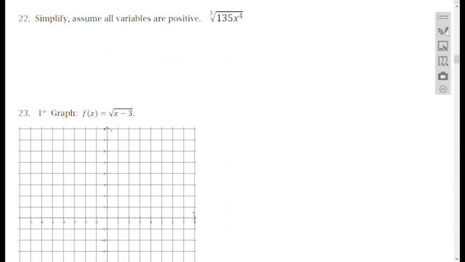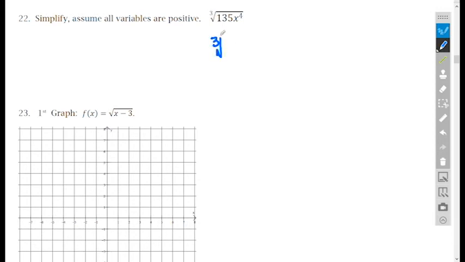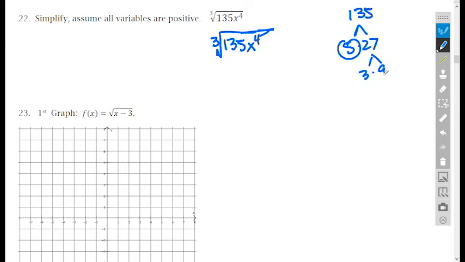Simplify, assume all variables are positive. Okay, so cubed root of 135. So essentially, I can either split this up into perfect cubes, or I can do a factor tree. Okay, I'm just going to do a factor tree for 135, and I'm going to take out groups of 3. So I know that 135 is divisible by 5. It's 5 times 27. And I know that 27 is divisible by 3. It's 3 times 9.